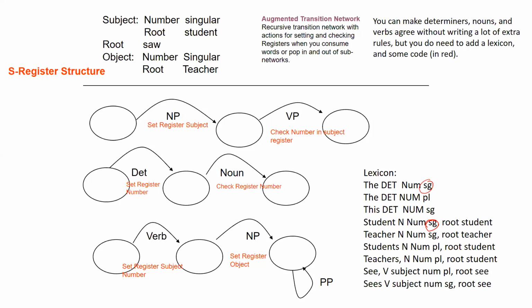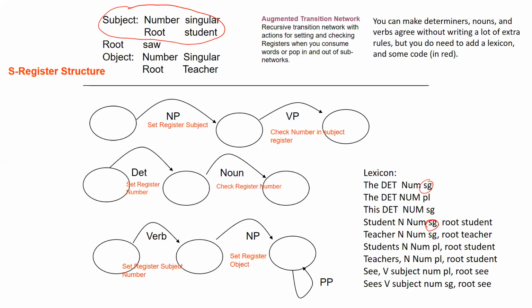So instead of 11 rules, we have 4 rules, 4 machines. If we had the prepositional phrase machine, that would be the 4th. But we have these register setting and register checking operations. And then when you pop out of the noun phrase machine and you go back to the S machine, you put the information that you got from the subject. You got this out of the lexicon, that it's singular and that the root of the word is student. And you store that in the sentence's register structure.